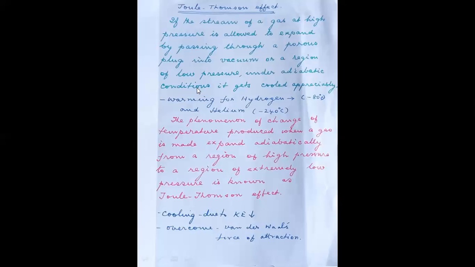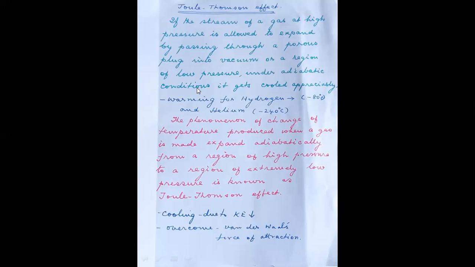Now listen here. If a stream of a gas at a high pressure is allowed to expand by passing through a porous plug into vacuum or a region of low pressure under adiabatic conditions, it gets cooled appreciably. This is called the Joule Thomson effect.